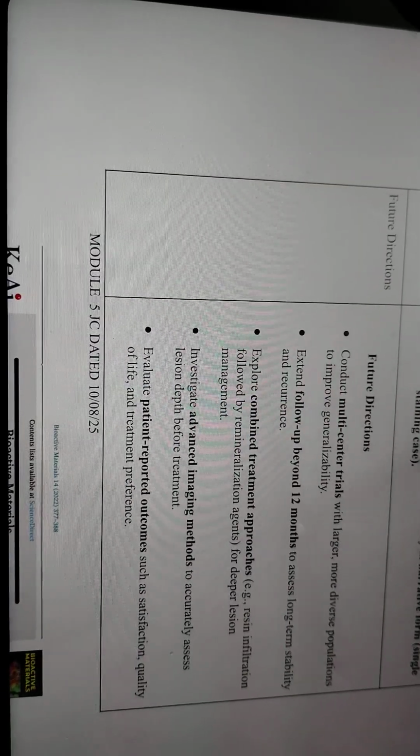When we talk about the future directions of the study, we can conduct multi-center trials with larger, more diverse populations to improve generalizability, extend follow-up beyond 12 months to assess long-term stability, explore combined treatment approaches for deeper lesion management, investigate advanced imaging methods to accurately assess lesion depth before treatment, and evaluate patient-reported outcomes such as satisfaction, quality of life, and treatment preference.